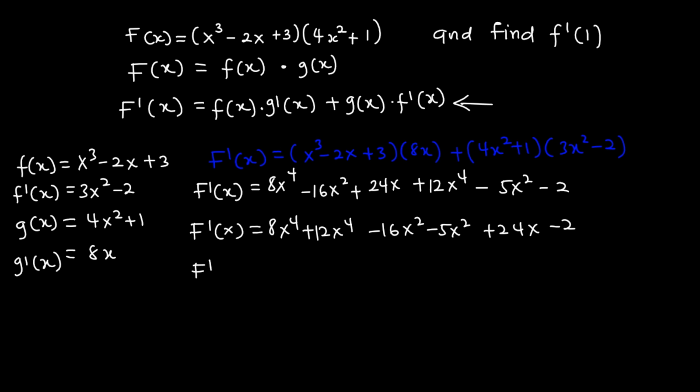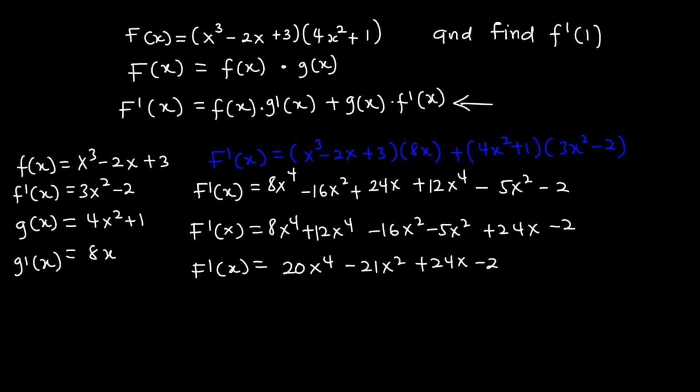Let's simplify. F prime of x is equal to, 8 plus 12 will give us 20, so we're going to have 20x to the power 4. Then minus 16 minus 5 gives us minus 21, so you have minus 21x squared plus 24x minus 2. So this will be the derivative of the function F of x.